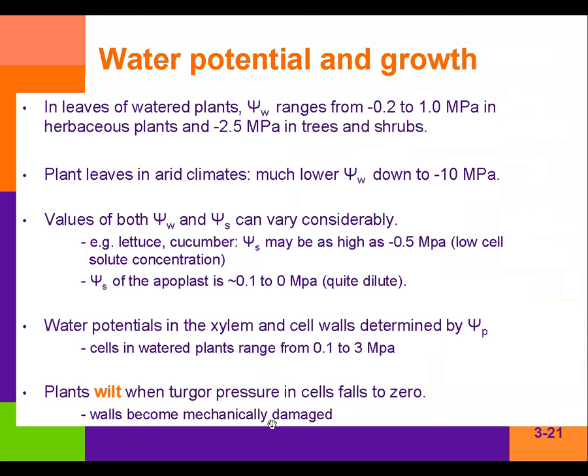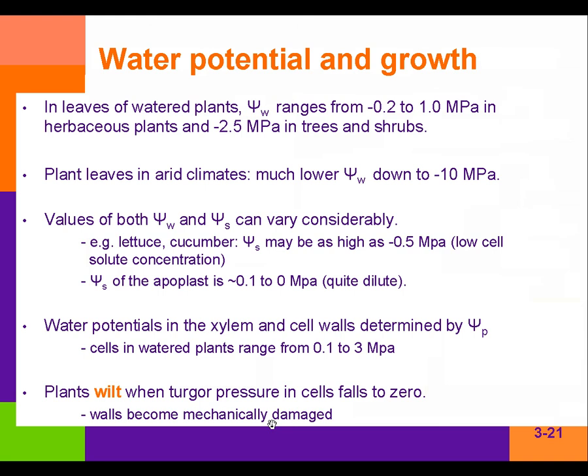Those really watery plants like lettuce, cucumber and aloe vera can have a solute potential as high as negative 0.5, so very bordering on 0. So they've got very low solute concentration in the cells. Because of that, the tensile, the pulling pressure, because of the high solute concentration in the xylem and the cell walls, is all due to the hydrostatic pressure, they can actually get into positive territory.